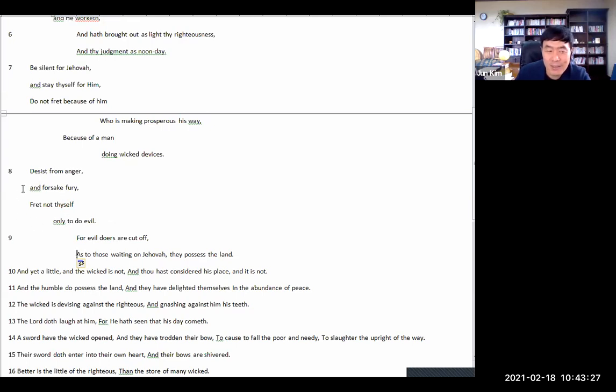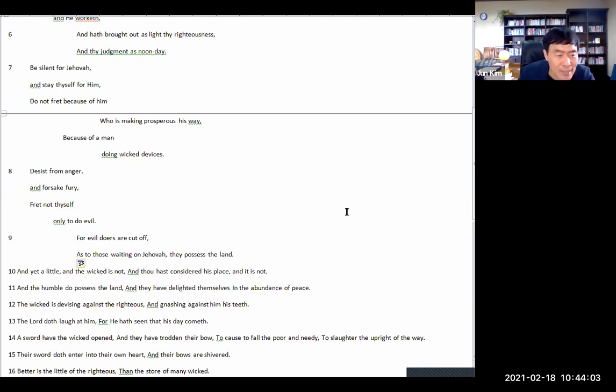All right? So we need to desist from anger, forsake fury, fret not ourselves, because it is all about what? Only to do evil. And as a specific clarification, for evildoers are cut off, and those who are waiting on Jehovah will possess the land. That's why we need to desist from anger, forsake fury, fret not ourselves. Are you following me? All right, that's good.